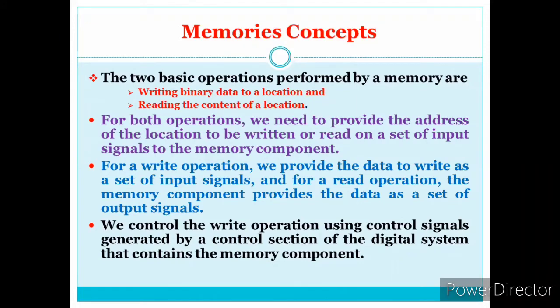Writing the binary data to a location or reading the content of that particular location. These are the two basic operations we have. For both operations, we need to provide the address of the location to be written or read on a set of input signals to the memory components. Once we specify the address, the processor goes to that particular memory location.